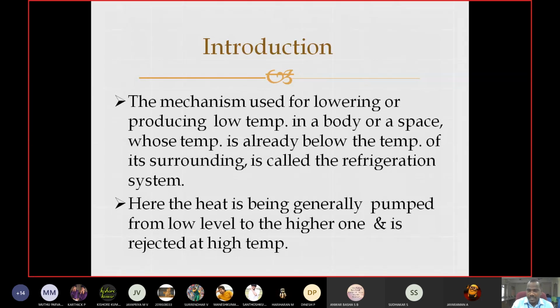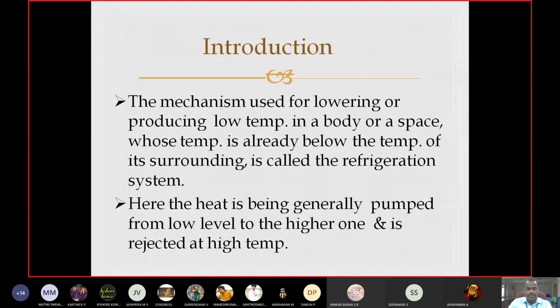So a body or a space whose temperature is already below the temperature of its surroundings is called a refrigeration system. Here the heat is generally pumped from a low level to a higher level and is rejected at a high temperature. So this is the principle of refrigeration.